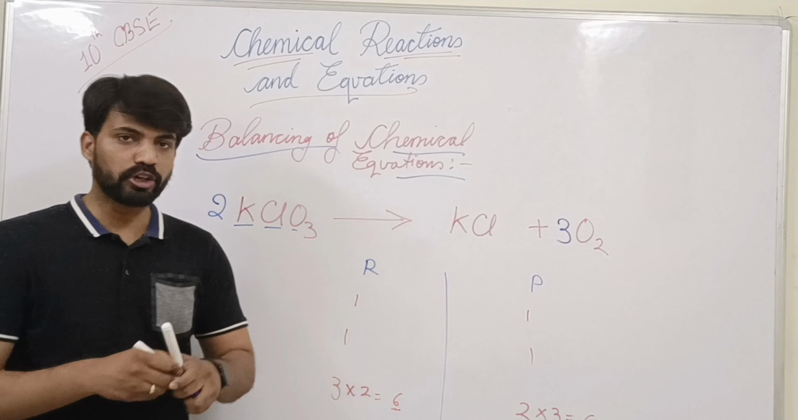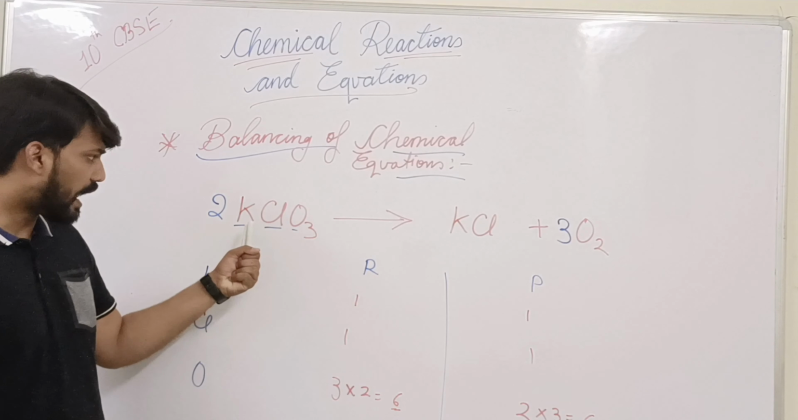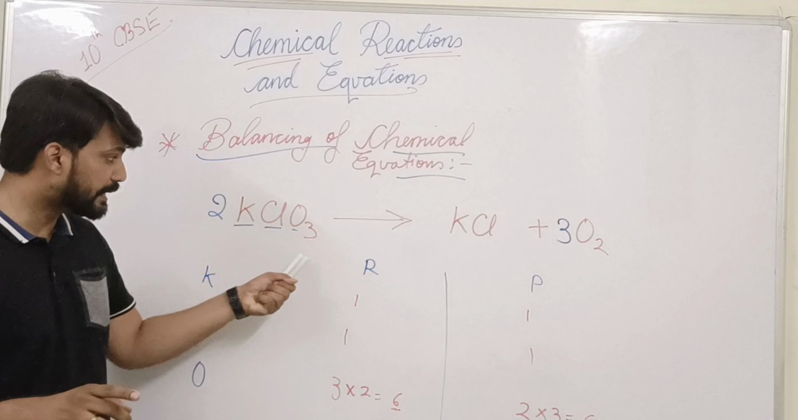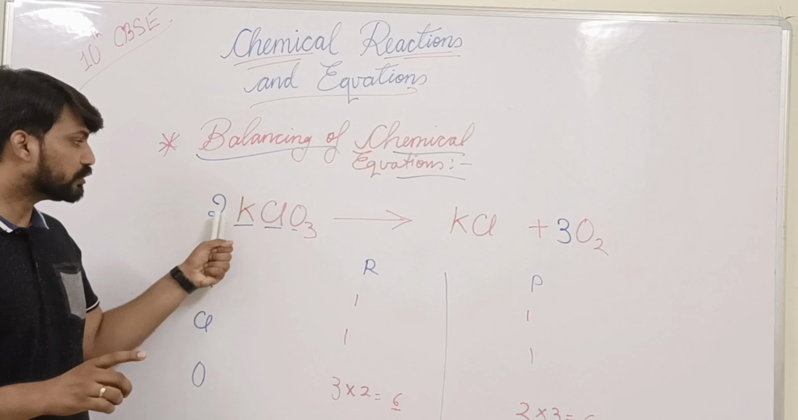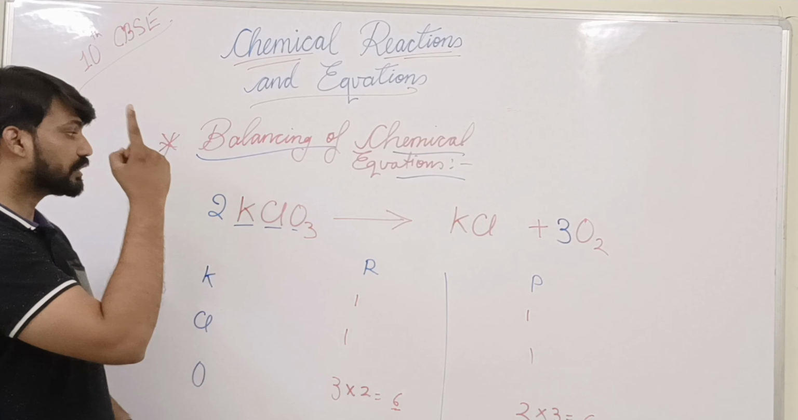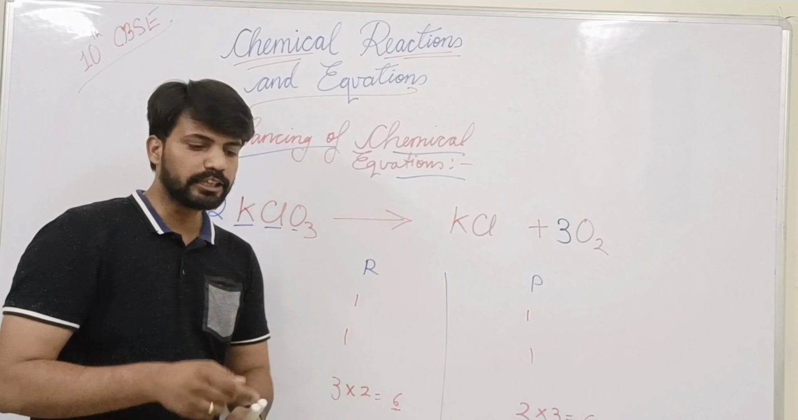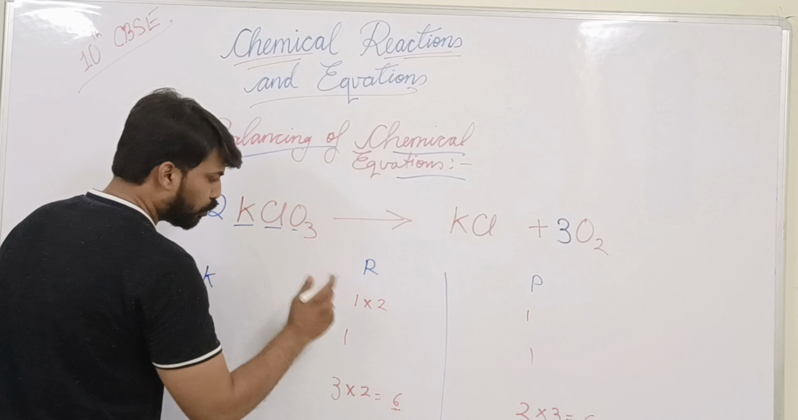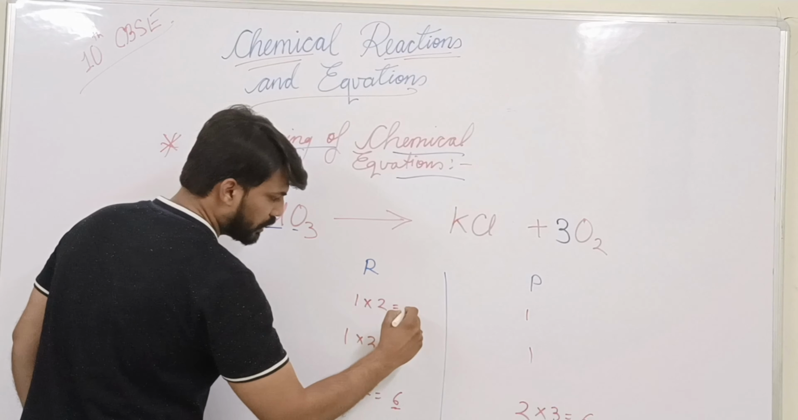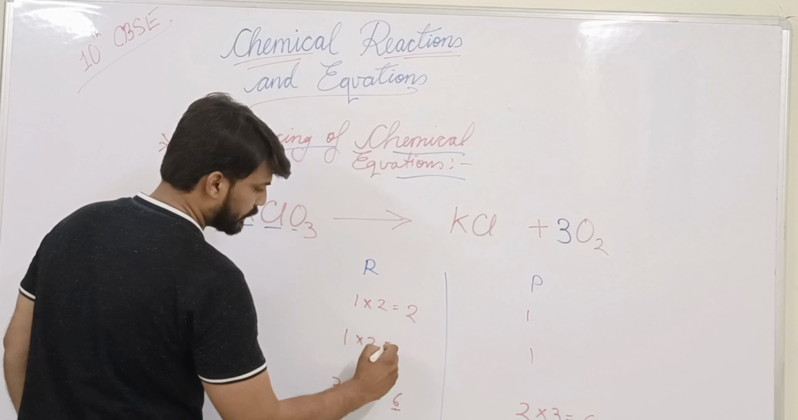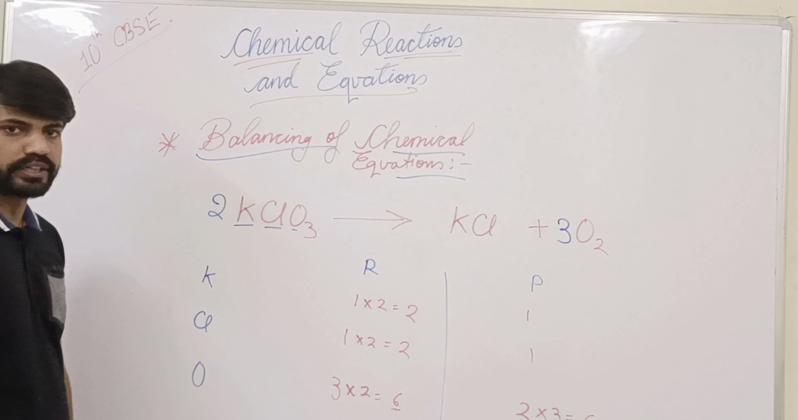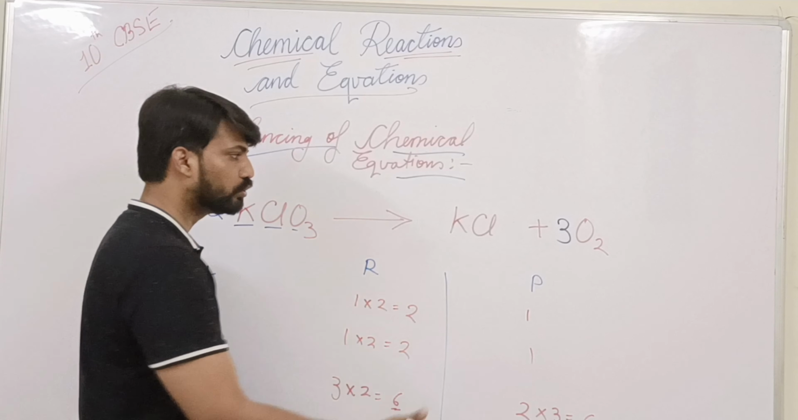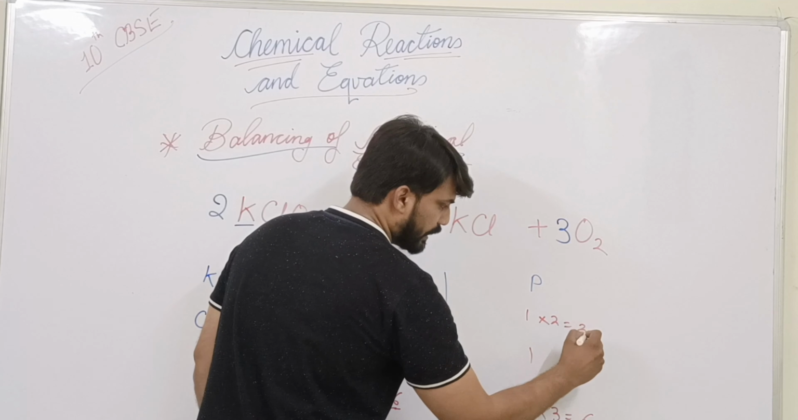But now the next important part, after balancing oxygen, are the remaining elements' atoms still balanced? No, because if this 2 is getting multiplied with this compound, it is not multiplying with only the oxygen, it is also multiplying with potassium and the chlorine. So multiply potassium by 2, and chlorine by 2. So it turns to be 2 atoms of potassium and 2 atoms of chlorine. Now here is 2, here is 1, so I need to multiply again by 2 to both. Here also 2, here also 2.